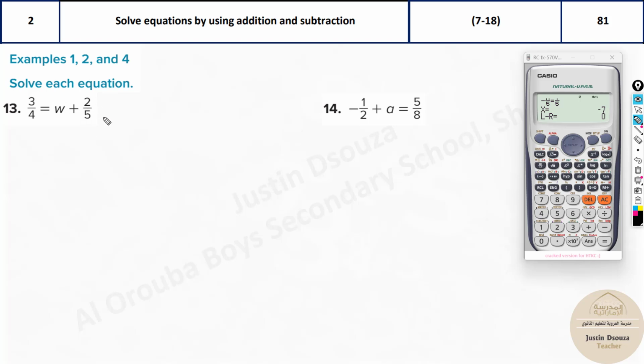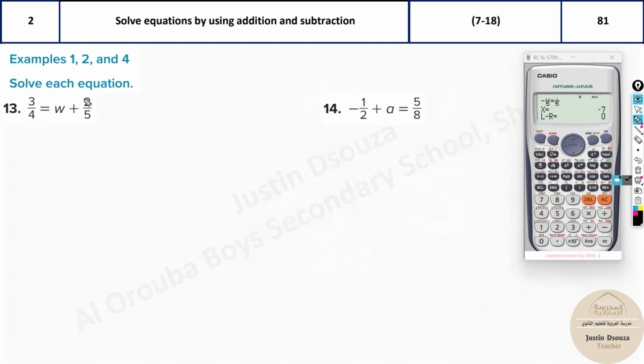What is this? Plus 2 by 5, right? So subtract 2 by 5 on both the sides. What I'm trying to say is, just see what you want. You want w, so w must be alone. This should not be there. So subtract 2 by 5 on both the sides, or the other way is just take this to the other side. Plus becomes minus. But now some students get confused.